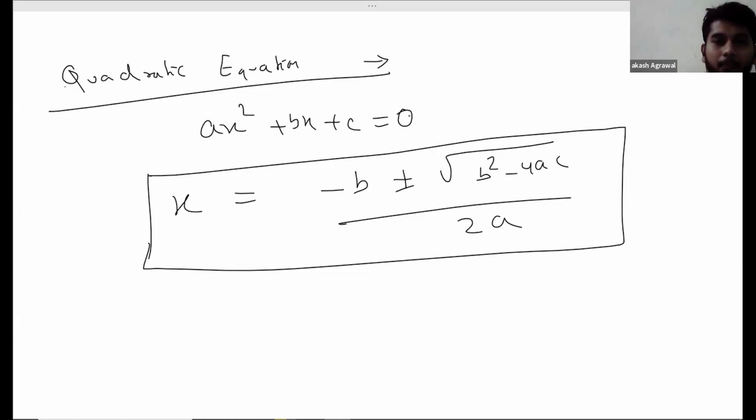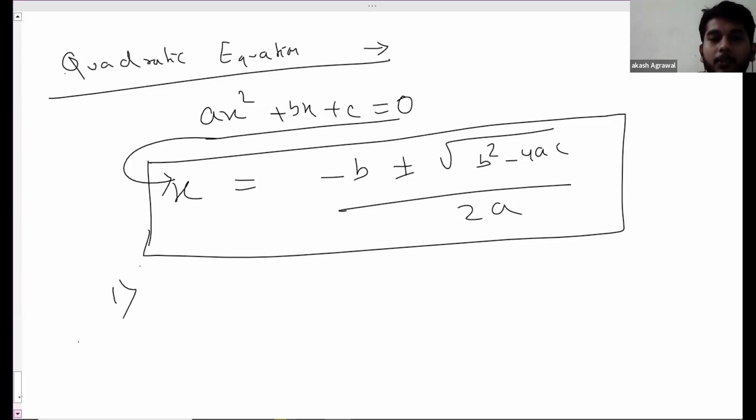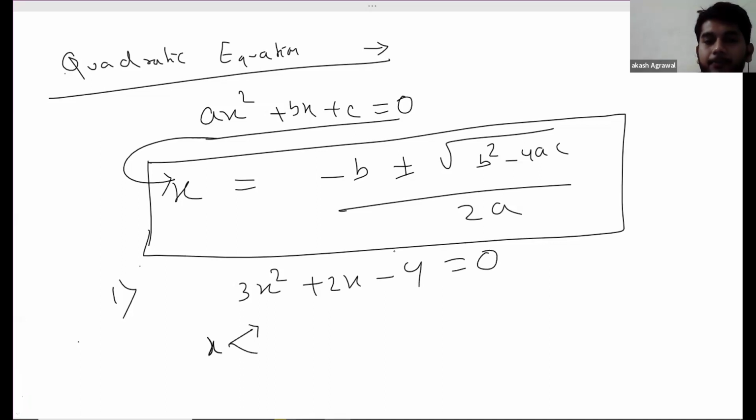Yes, sir. Okay. So please find the roots. If this is a quadratic equation, then roots will be given by this: x equals minus b plus minus square root of b square minus 4ac, divided by 2a. Suppose you have the equation 3x square plus 2x minus 4 equals 0. Can you tell me the values of x? Just use this formula and tell me the answer.